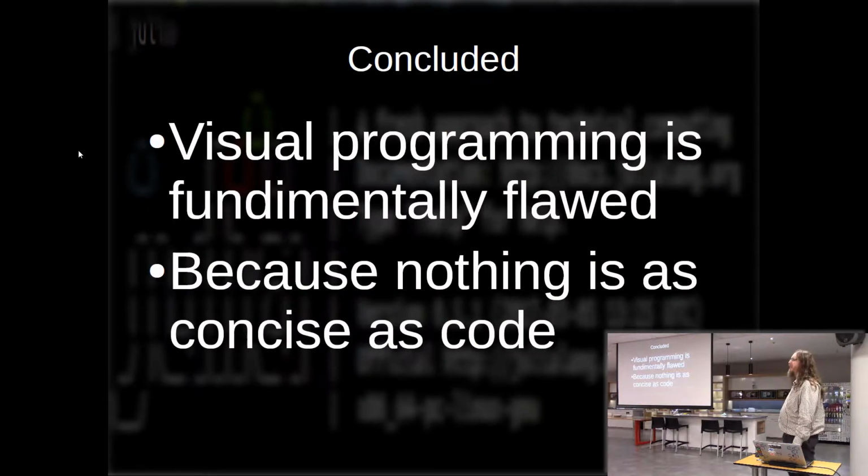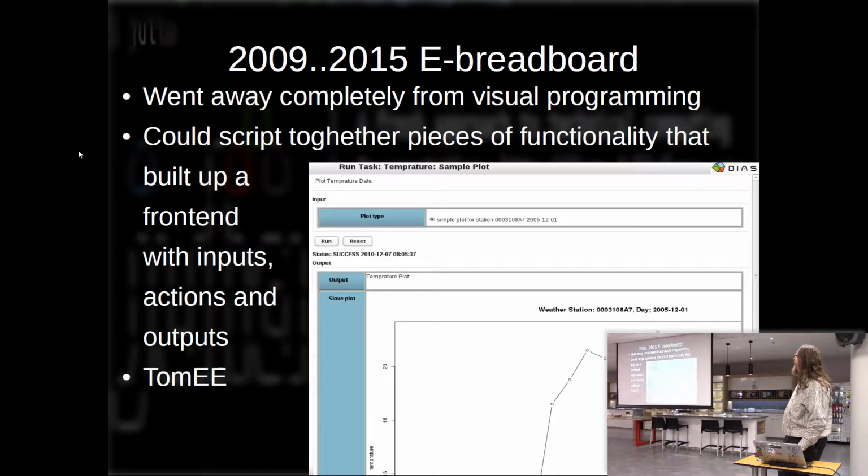So then I concluded that this whole visual coding thing is a bit of a problem. You build all these tools, and then what could be one line in code ends up being a whole screen full. My conclusion is that nothing is ever as concise as code. So then we tried a different route. I'm not going to talk about it too much.